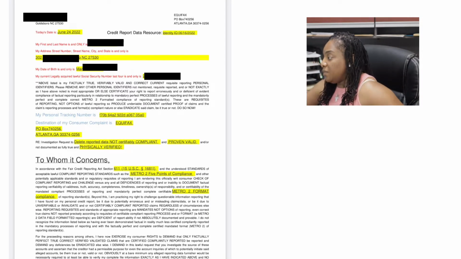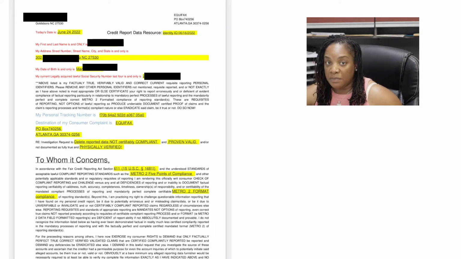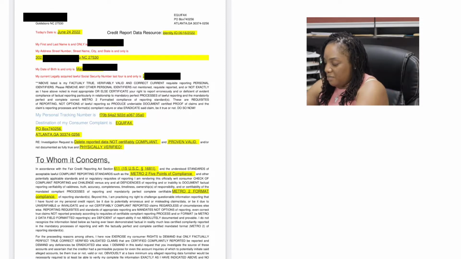Okay, the first thing I'm going to do is show you the actual front letter, the first page of the dispute, and let you look at the verbiage to see what you would say. It gives you a place to start in your own dispute, because I know that's a main question I get asked: what do I say?